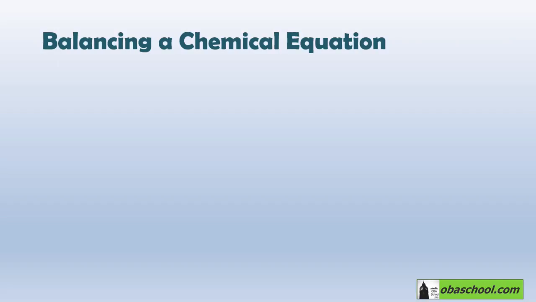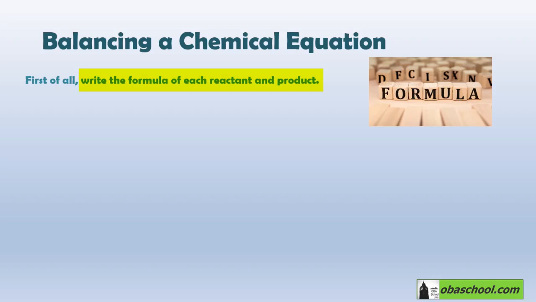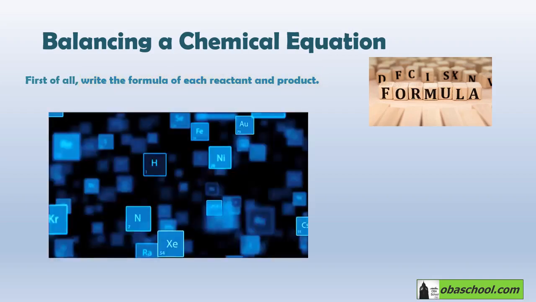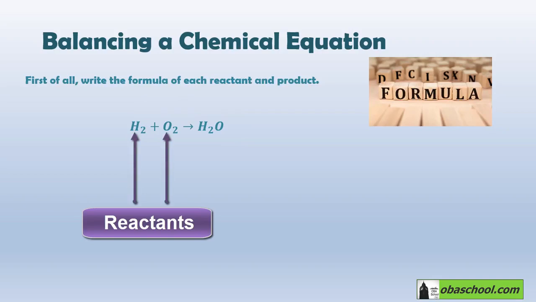So now let's take a look at how to balance a chemical equation. First of all, you will have to write the formula of each reactant and the product, which means that you will be using the symbols of elements and the formula of a compound instead of using word equations. Let's take an example. So we have H2 plus O2, which gives H2O. The reactants are hydrogen and oxygen, and the product is H2O or water.